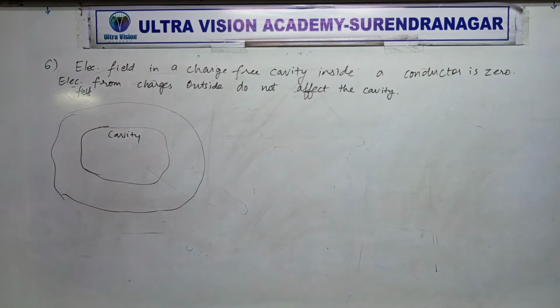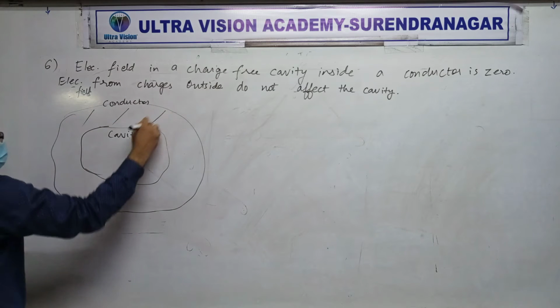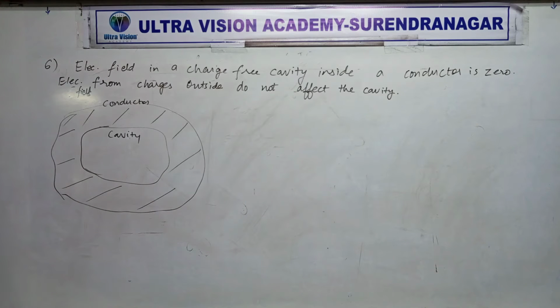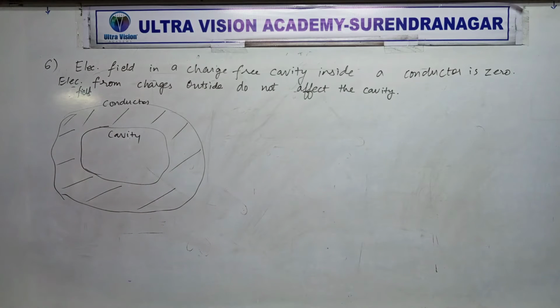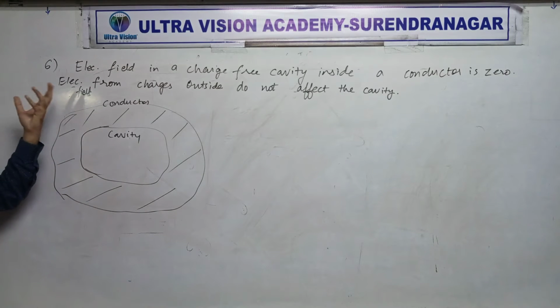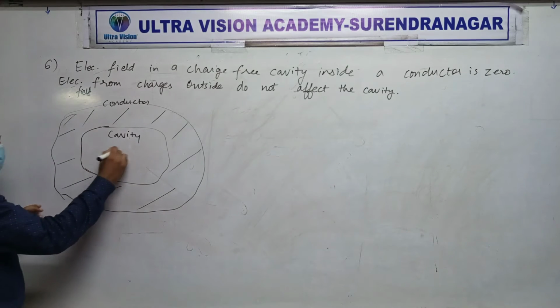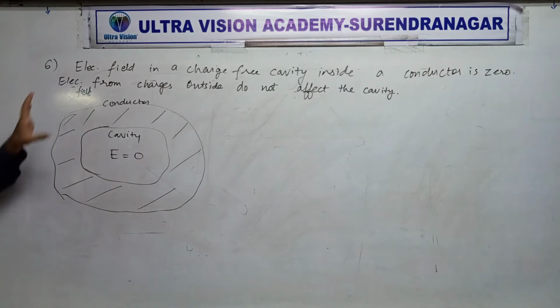Okay. So suppose this is a conductor, and this part is the body of the conductor. And we are talking about a charge-free cavity. That is, there is no charge anywhere in this cavity. Then, even if this conductor itself has a charge, or even if you put this whole thing in an electric field, there will be no electric field here. That is what this sentence is telling.